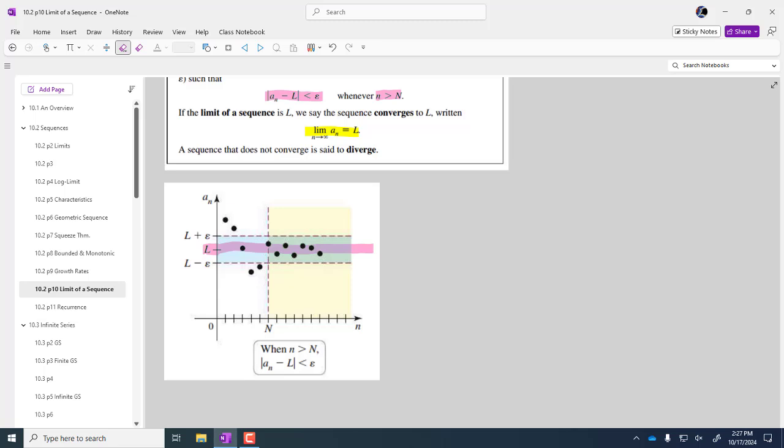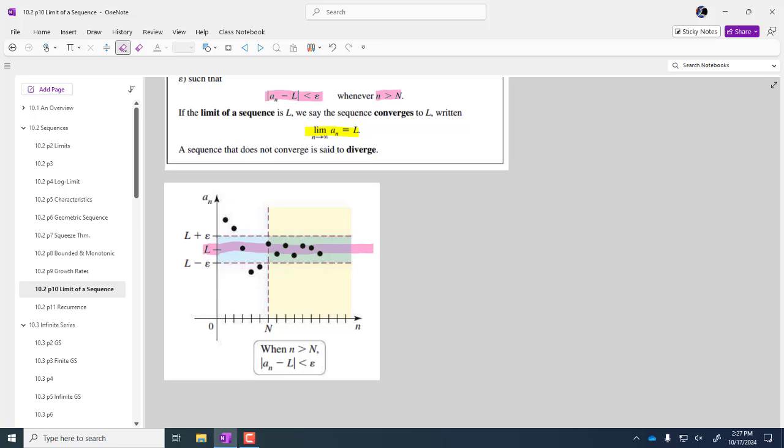If it's true, no matter how small you make this interval, you can go further out in the tail so that the tail is inside that epsilon interval, then the limit exists. That is the formal definition of the limit. But again, we're just focused on the concepts here. We're not going to do proofs with limits or anything.